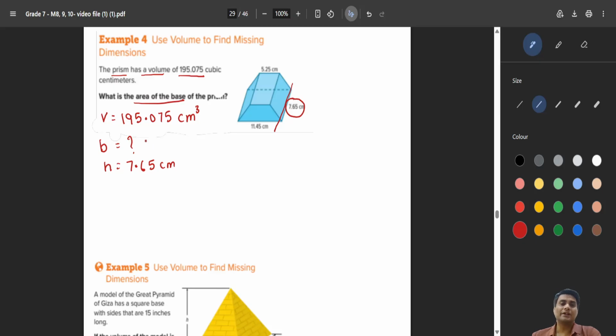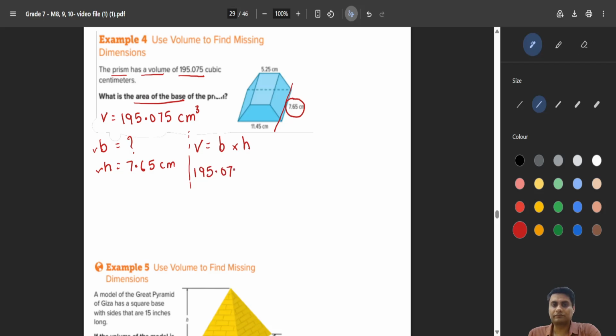Now if you see, we are using the basic formula. How do I know? Check, the base area is given, the height is given. It clearly tells me that we have to use the basic formula. What was the basic formula to find the volume of a prism? It was base area multiply height, correct? What is the volume?